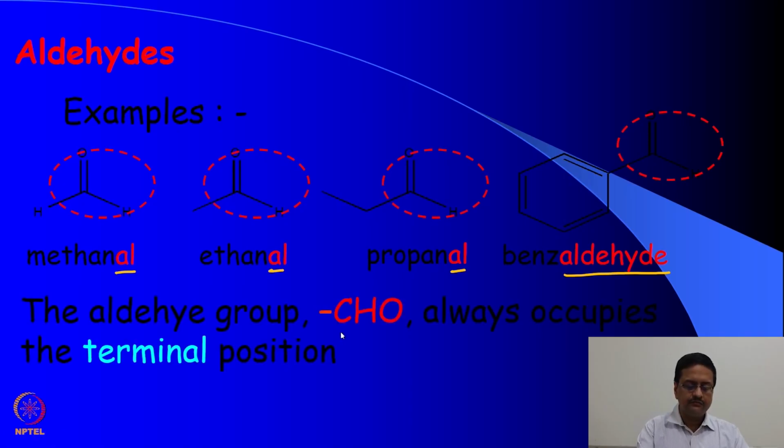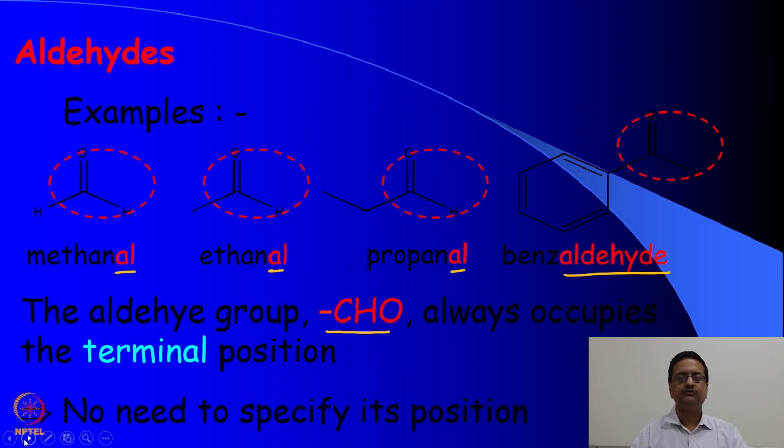The aldehyde group, that is the CHO group, always occupies the terminal position of a molecule. So, no need to specify the position of this aldehyde group in a molecule. The carbon atom forming the aldehyde group is always given the priority number 1, and we do not need to mention that in the name of that particular molecule. So, we do not write propan-1-al, rather we write it as propanal.